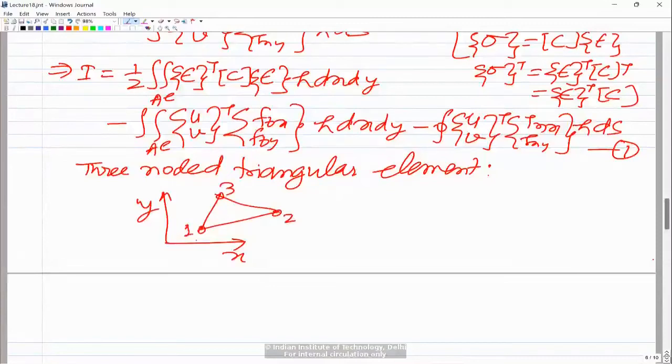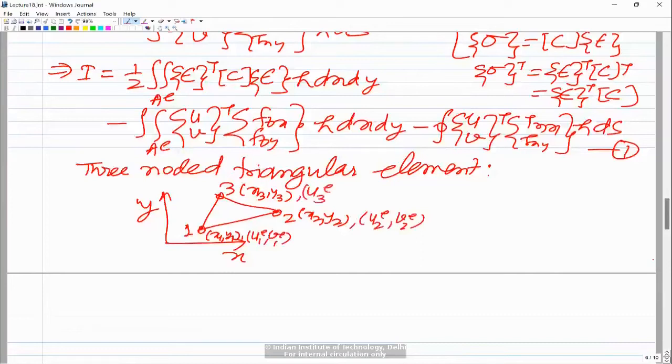The coordinates of this node are x1, y1, the coordinates of this are x2, y2, and the coordinates of this node are x3, y3. For the plane stress problem, u and v are going to be the primary variables, so there should be degrees of freedom at the nodes: u1e, v1e, and similarly u2e, v2e, and u3e, v3e. These are the values of displacements u and v at nodes 1, 2 and 3. So this is the element we are going to talk about.